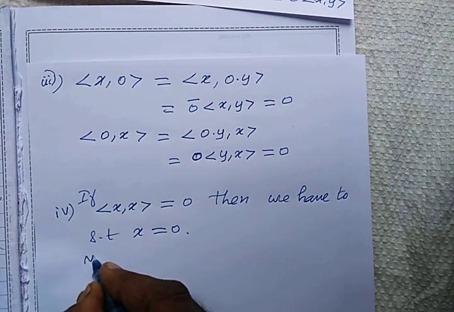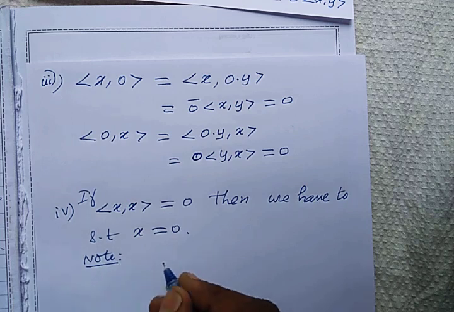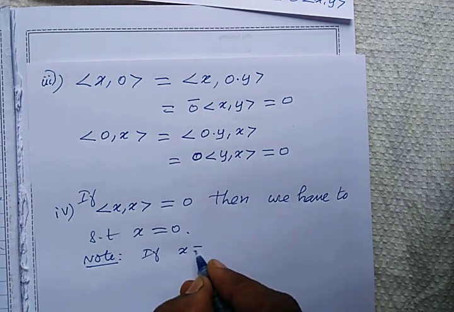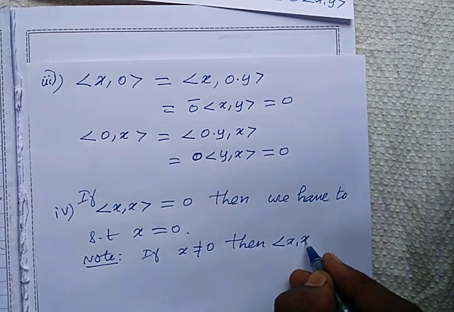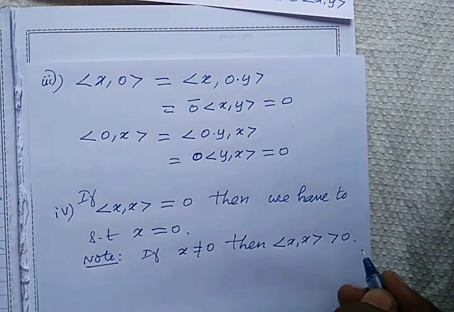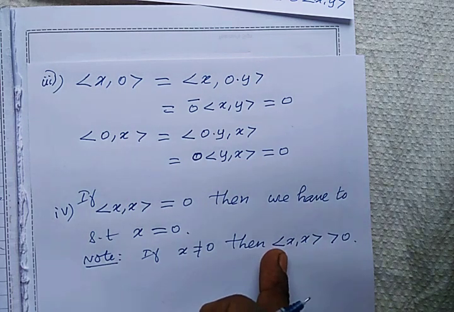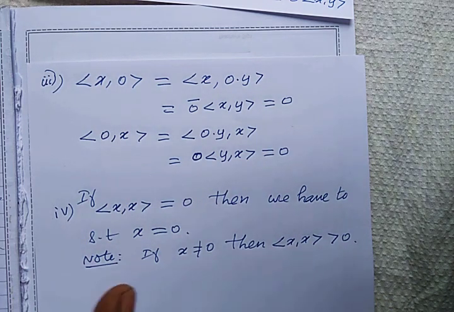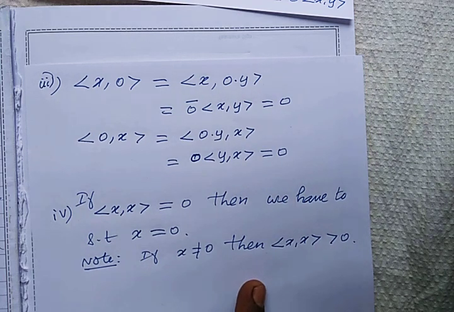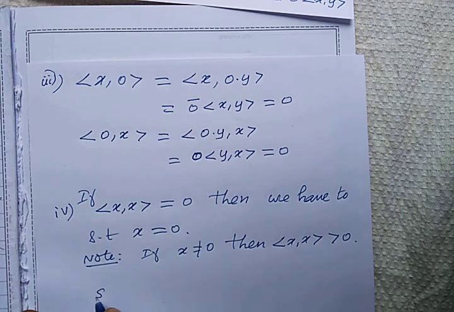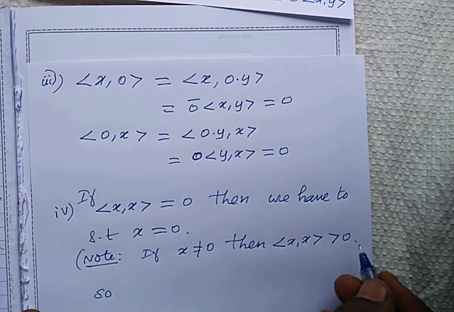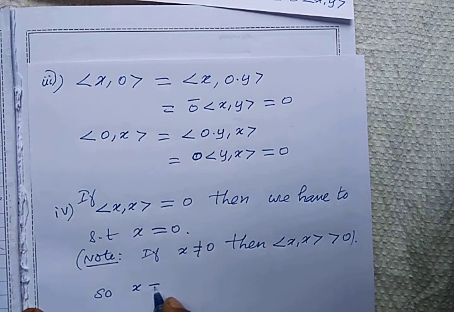See, note, if x is not equal to 0, then inner product of x comma x is positive. This we have seen. This is the definition of inner product, right? But here it is given it is equal to 0. Okay, so x is not equal to 0.